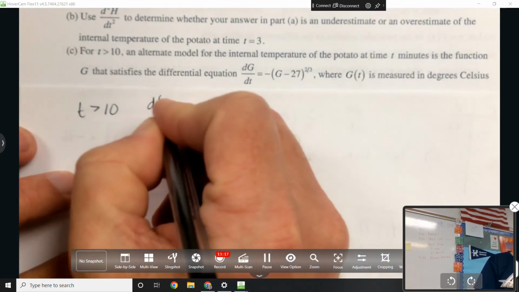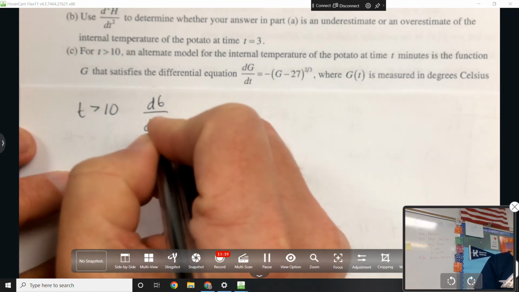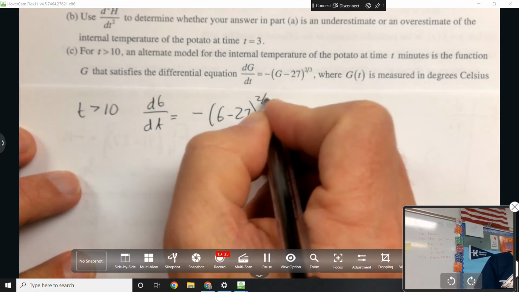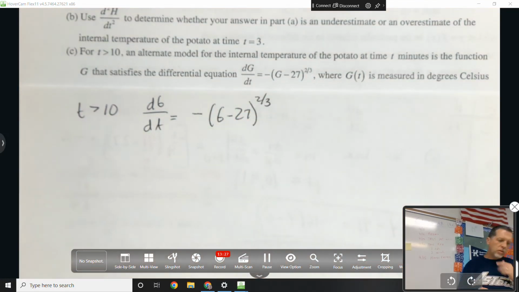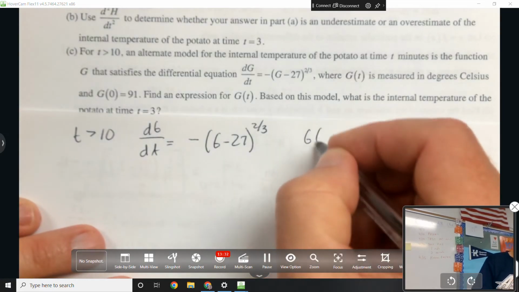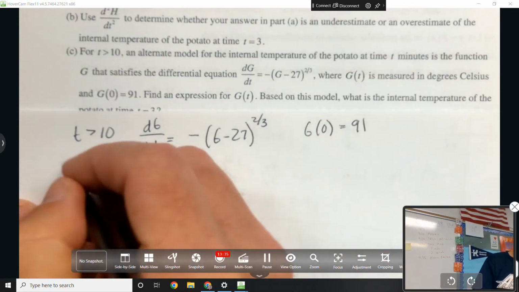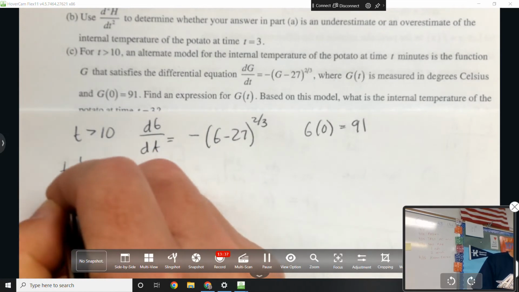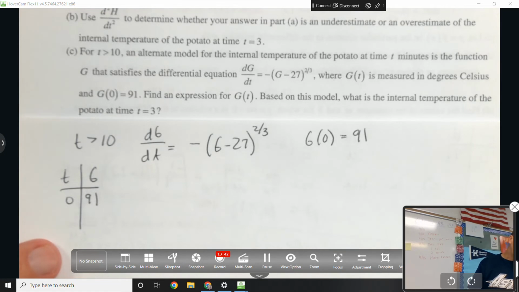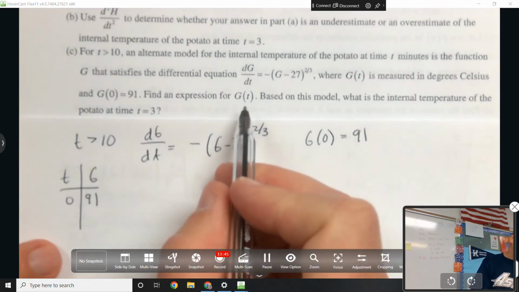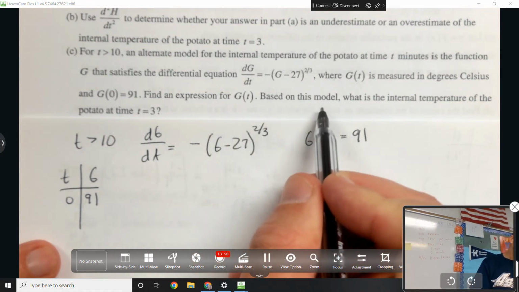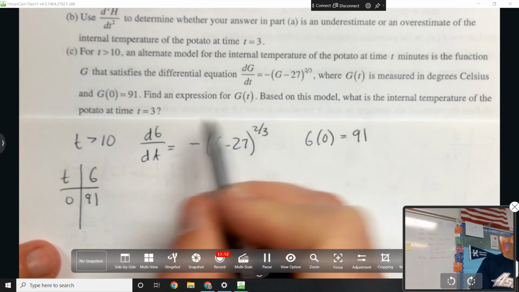Okay, so when T is greater than 10, we're switching to a new model here. Where G is measured in degrees, and G of 0 is 91. So that's the same starting point. Find an expression for G of T. Okay, so I got to go backwards from a derivative, so I'll need to integrate. Based on this model, what is the internal temperature of the potato at time equals 3?